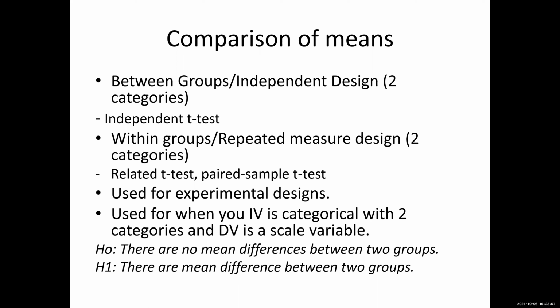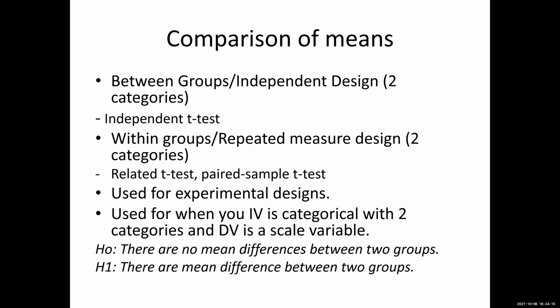Now, this t-test is only used when your independent variable is categorical with two categories and your dependent variable is a scale variable. So this is the condition: you will use this test when your independent variable is categorical and your dependent variable is a scale.